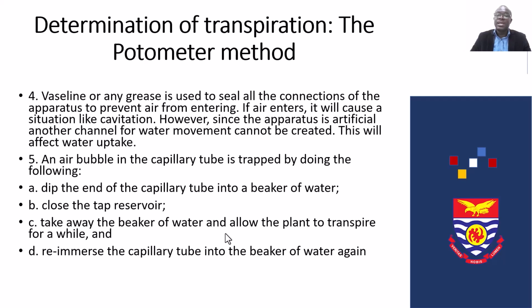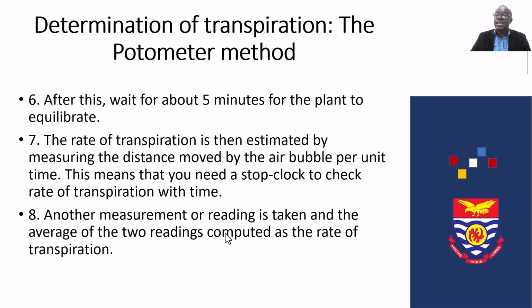An air bubble in the capillary tube is trapped by doing the following. Dip the end of the capillary tube into the beaker of water. Close the tap reservoir. Take away the beaker of water and allow the plant to transpire for a while, and re-immerse the capillary tube into the beaker of water again. After this, wait for about 5 minutes for the plant to equilibrate.